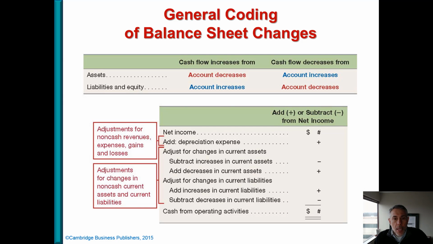Okay. Slide 37 gives us some more details on exactly how we do that. When we look at the balance sheet, we take any decreases in assets and we record that on the statement of cash flows as an increase in cash. We look at liabilities and equity. Any of those accounts that increase on the balance sheet are recorded on the statement of cash flows as an increase in cash. So we can take a very simple example there.